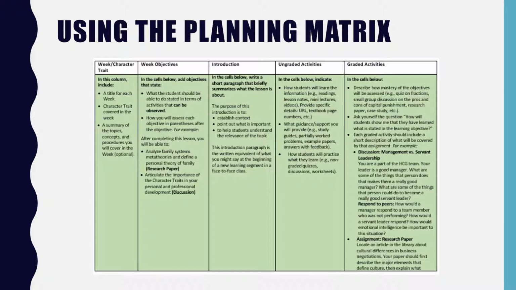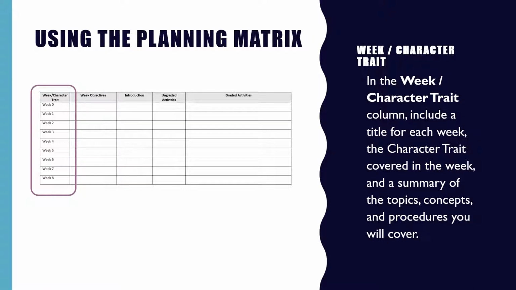It can be overwhelming to keep track of all the objectives and activities and which goes to which. Consider using the planning matrix to help you plan out your learning path and track alignment between your learning objectives, graded activities, and ungraded activities. In the week character trait column, include a title for each week, the character trait covered in the week, and a summary of topics, concepts, and procedures that you will cover.